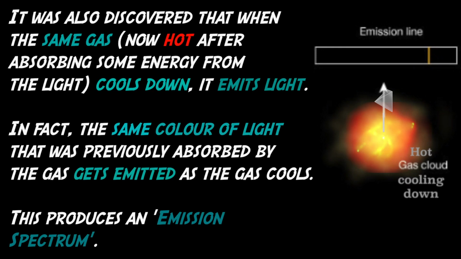It was also discovered that when the same gas, now hot after absorbing some energy from the light, cools down, it emits light. In fact, the same colour of light that was previously absorbed by the gas gets emitted as the gas cools. This produces an emission spectrum.